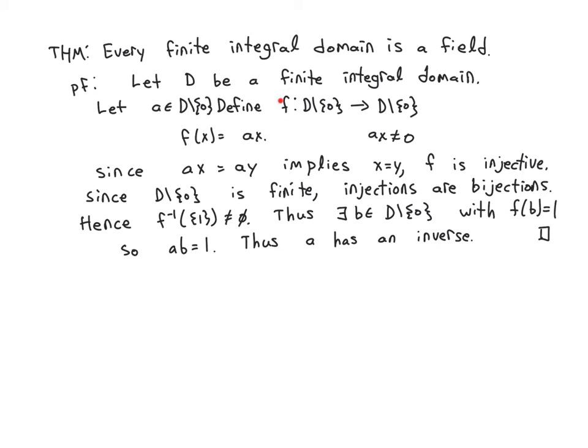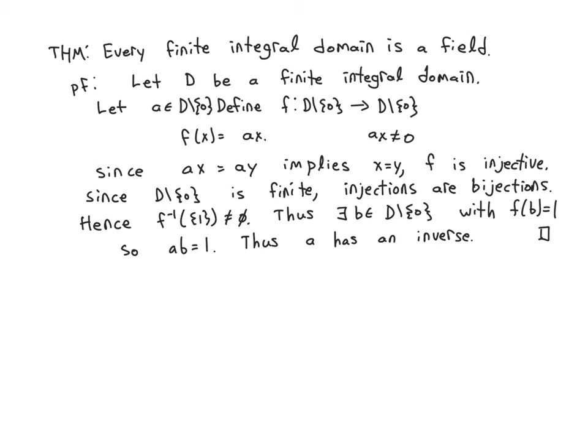So left multiplication, that's where the fact that you don't have zero divisors is used. It's to claim that this codomain is actually the non-zero elements of D. It's also used here, where we proved this cancellation property. Since ax equals ay always implies x equals y when a is non-zero, we know f is injective. So we have an injective function from a set to itself.